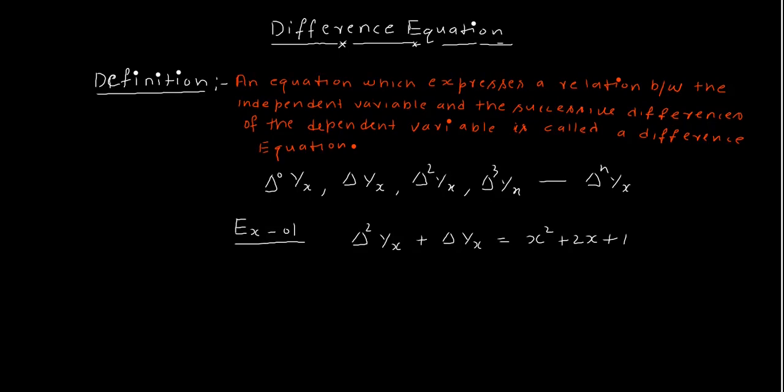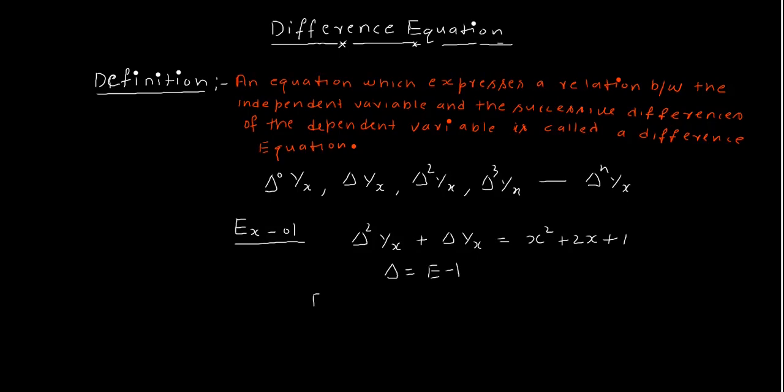You may also write this difference equation in terms of another difference operator, for example, in terms of the shift operator. For that we use the relation between the forward difference operator and the shift operator. What is that relation? The relation is del equals E minus 1. So just put del equal to E minus 1, then the above equation becomes what?